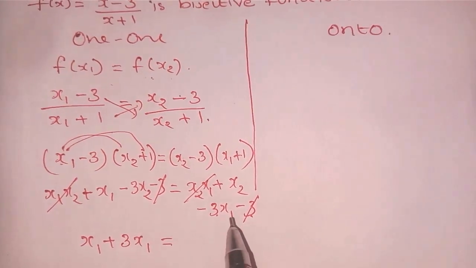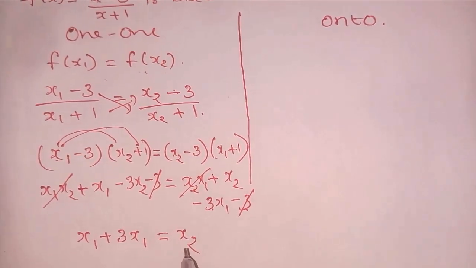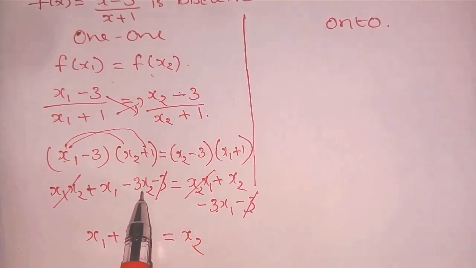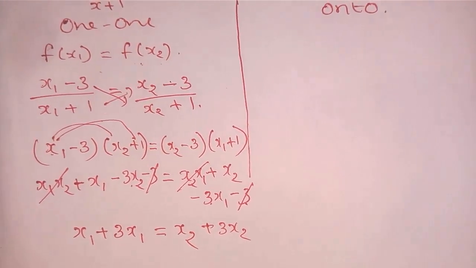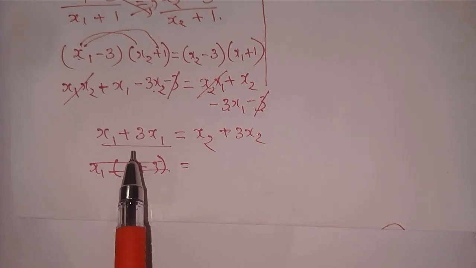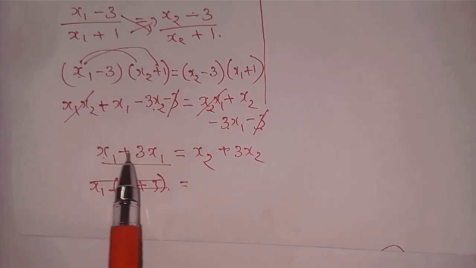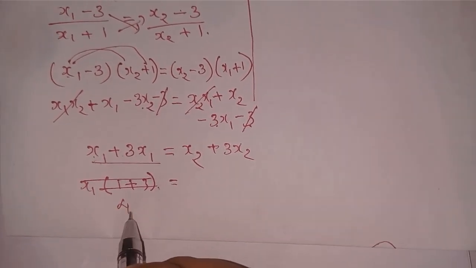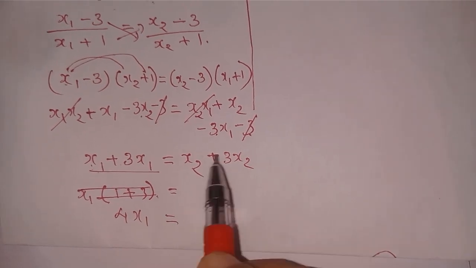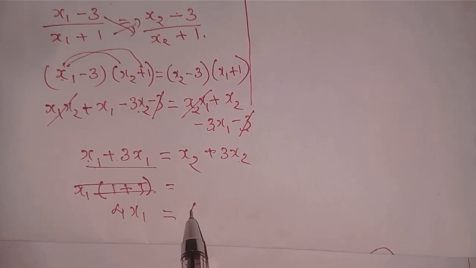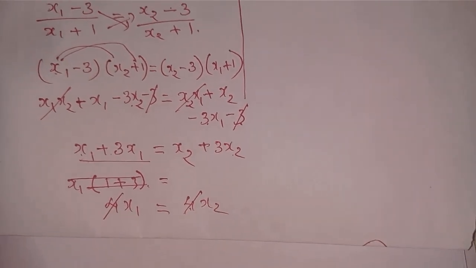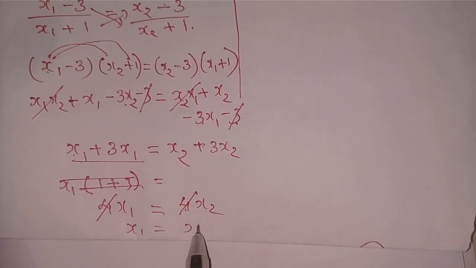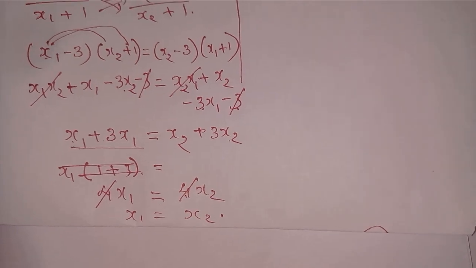That is equal to, here already one x2 term is there. I am moving this minus 3x2 term to this side. It becomes plus 3x2. So from the left side we have x1 plus 3x1, that is 4x1, is equal to, from the right side, 4x2. From both sides what can we cancel? 4 we can cancel. Then we get x1 is equal to x2.